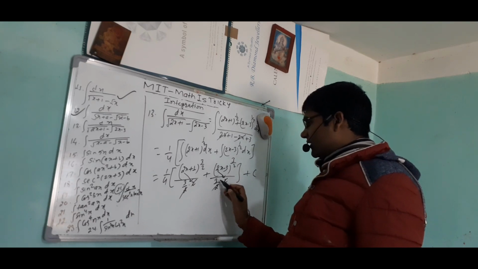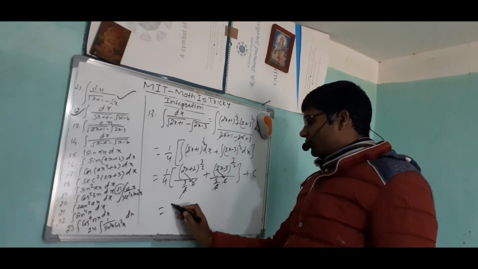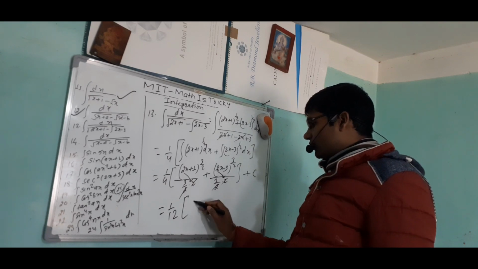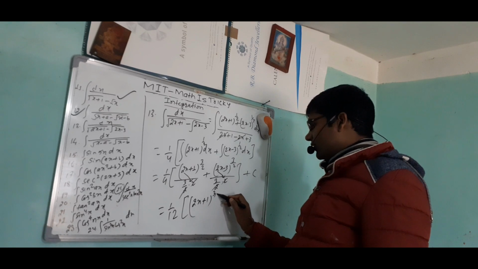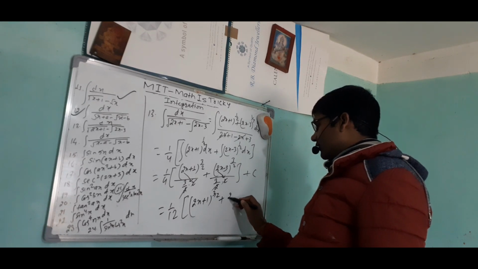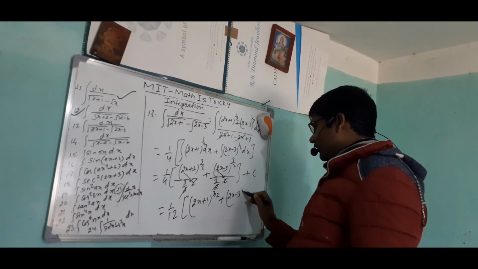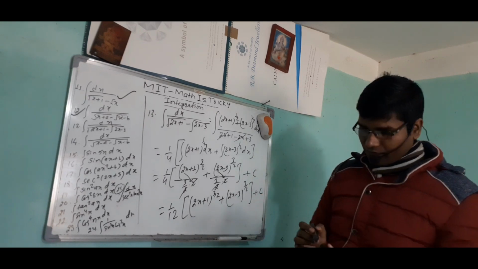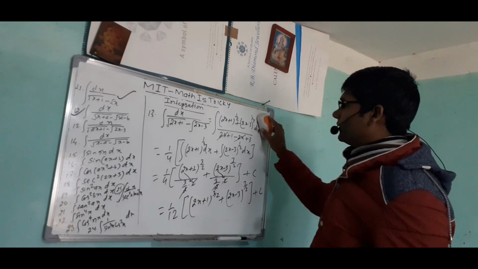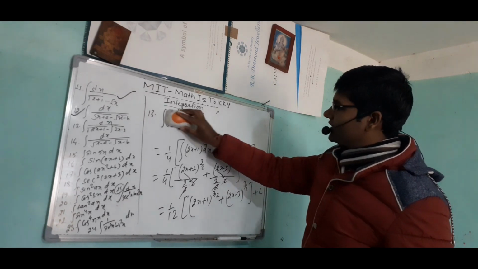So how much are we getting here? 1 by 3. So it is 1 by 12 outside, 2x plus 1 power is 3 by 2 plus 2x minus 3 power is 3 by 2 plus c as constant, integration constant. Hope you are understanding this.